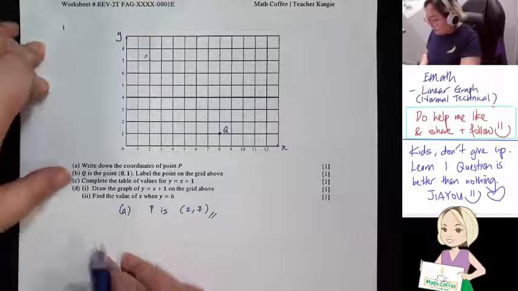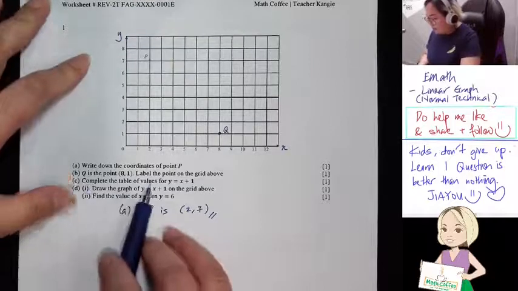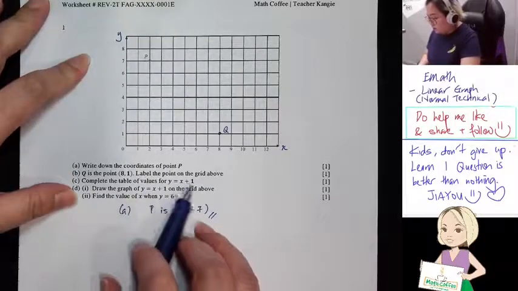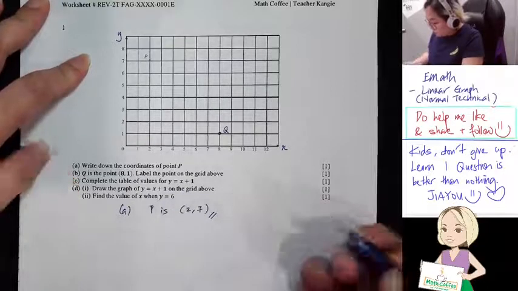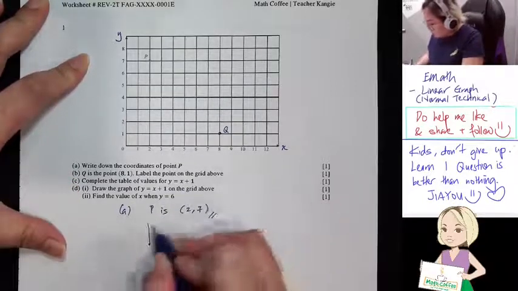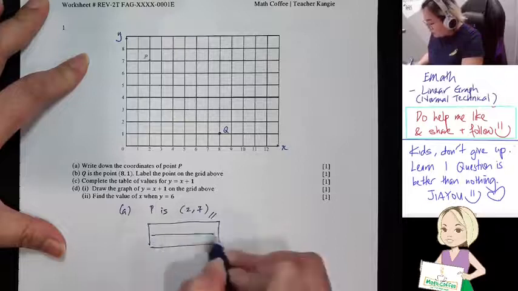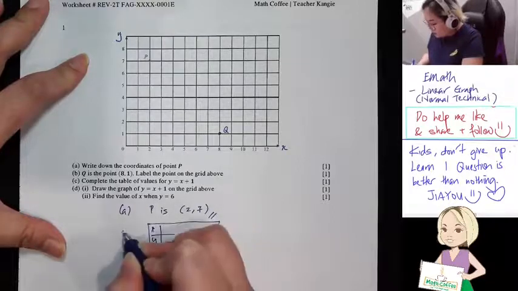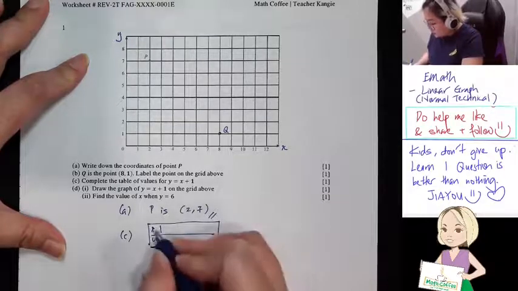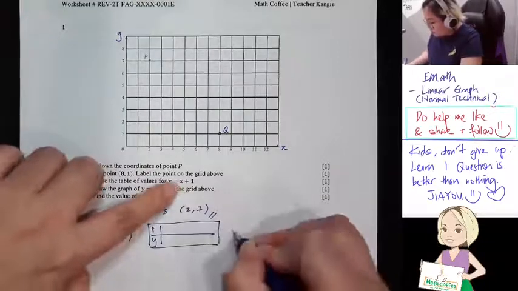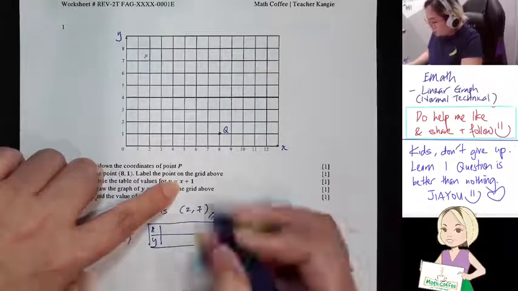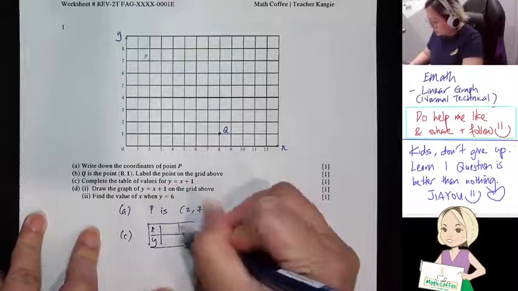Part C. Complete the table of values for y equals x plus 1. That means we're going to draw a table of x and y. This is for part C. They ask you to draw for y equals x plus 1. Usually we just put 3 points.